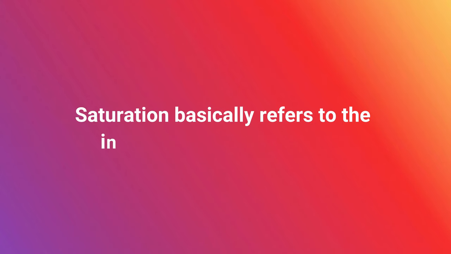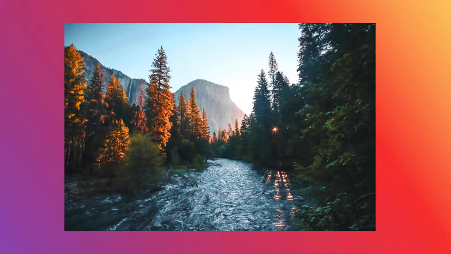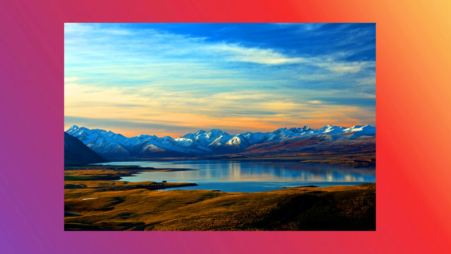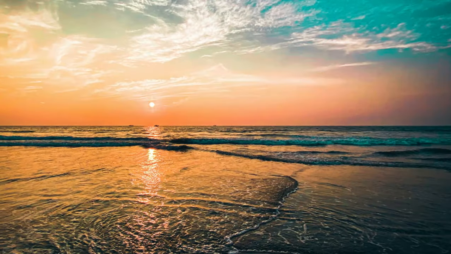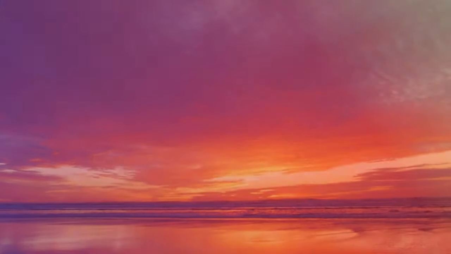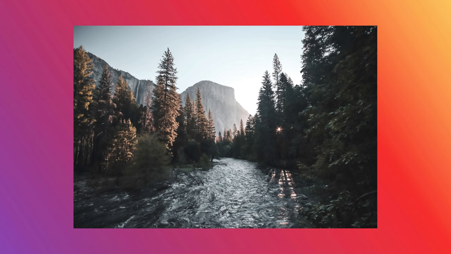Alright, so let's start with saturation. Saturation basically refers to the intensity or the purity of a color. An image is said to be saturated when it is vivid, it is rich, it is vibrant, and it is popping. So if you have an image or a design where the colors are very popping, very rich, very vivid, it is said to be saturated. On the other hand, when the colors of an image or a design are less vibrant, not really giving that popping vibe, it is said to be desaturated.